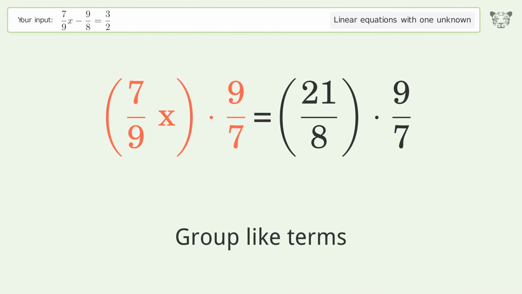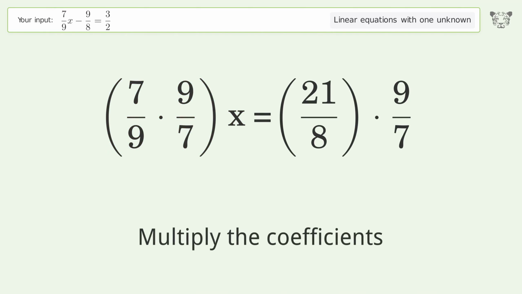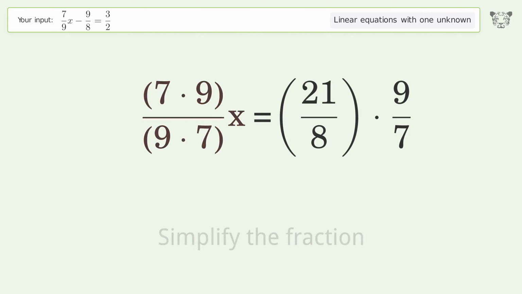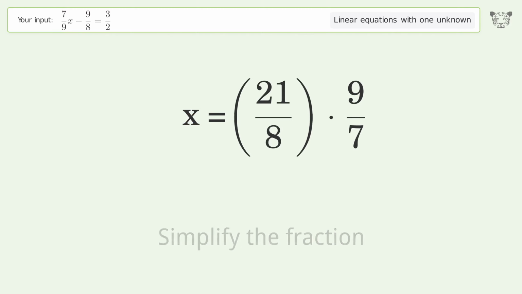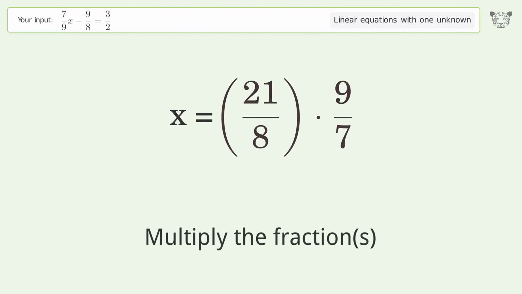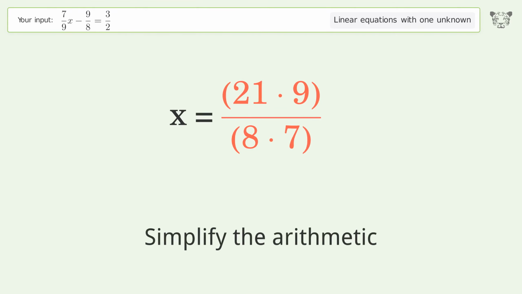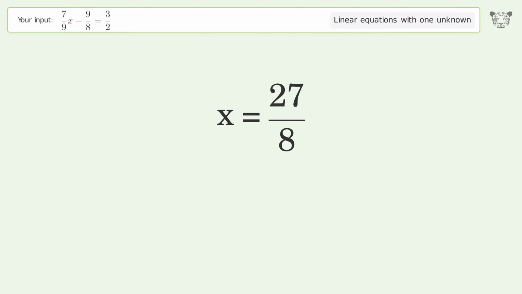Group like terms. Multiply the coefficients. Simplify the fraction. Multiply the fractions. Simplify the arithmetic. And so the final result is x equals 27/8.